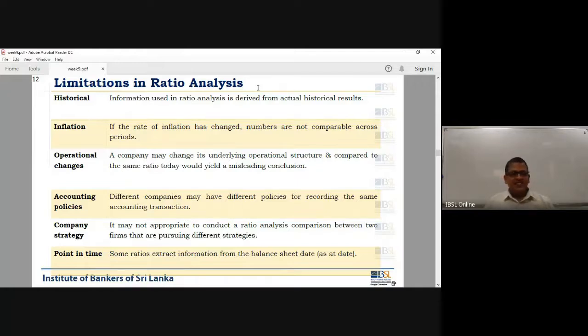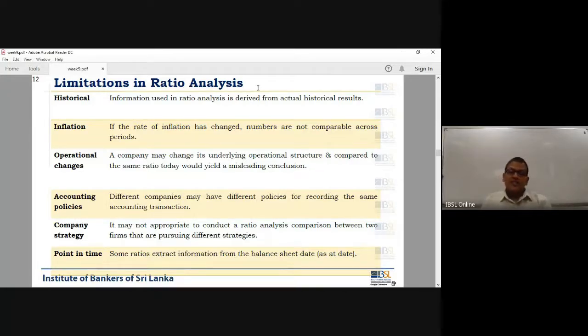And operational changes. A company may change its underlying operational structure, and comparing the same ratio today would yield a misleading conclusion. If the underlying operations change, for example banks or companies moving from one business to another, then there is an operational structural change and we can't compare the results. For example, if a production company moves to being an IT-based company, of course we can't compare the ratios.